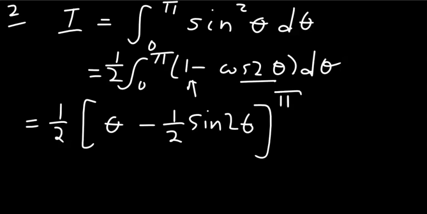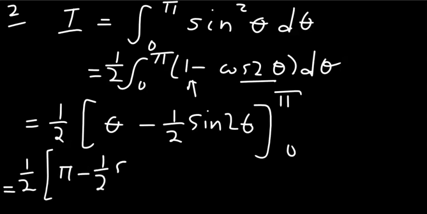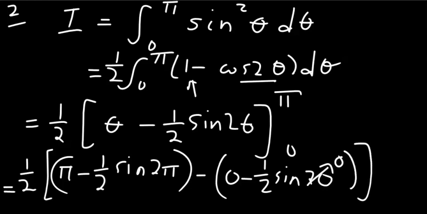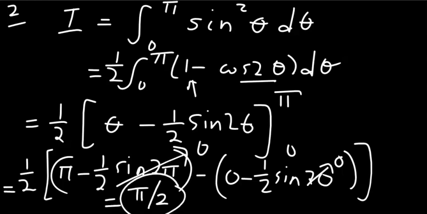Now let's put in the limits. So putting in the upper limit, you get pi minus half sine 2 pi, minus, now putting in the lower limit, you get 0 minus half sine 2 times 0. So this is 0. Sine 2 pi is 0, so your final answer is pi over 2.